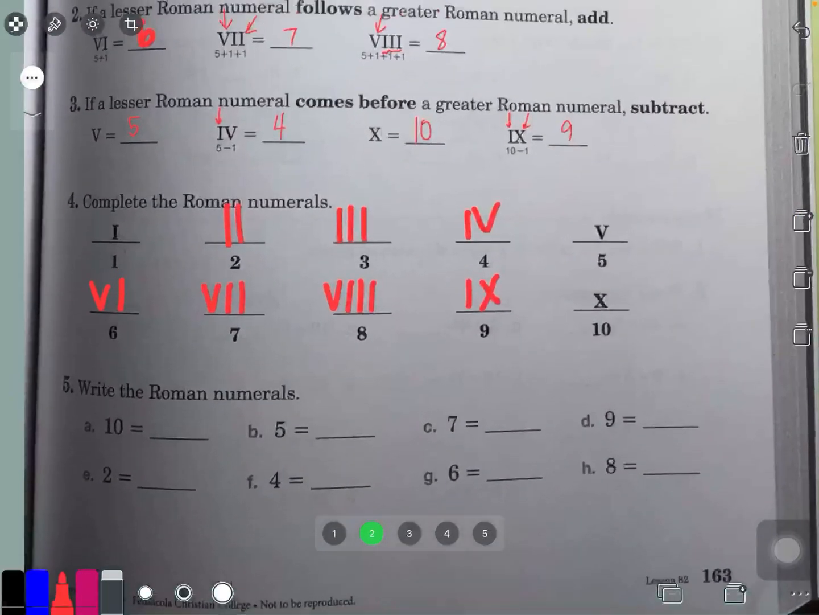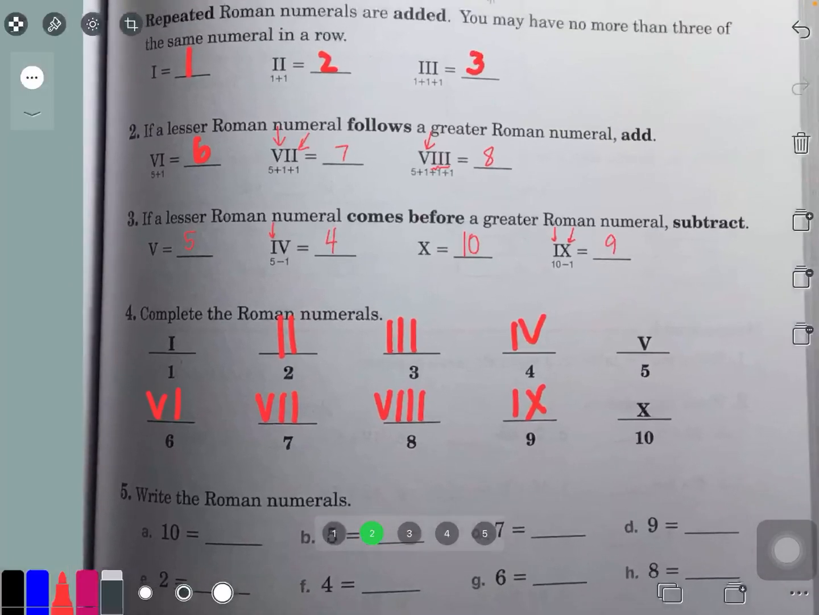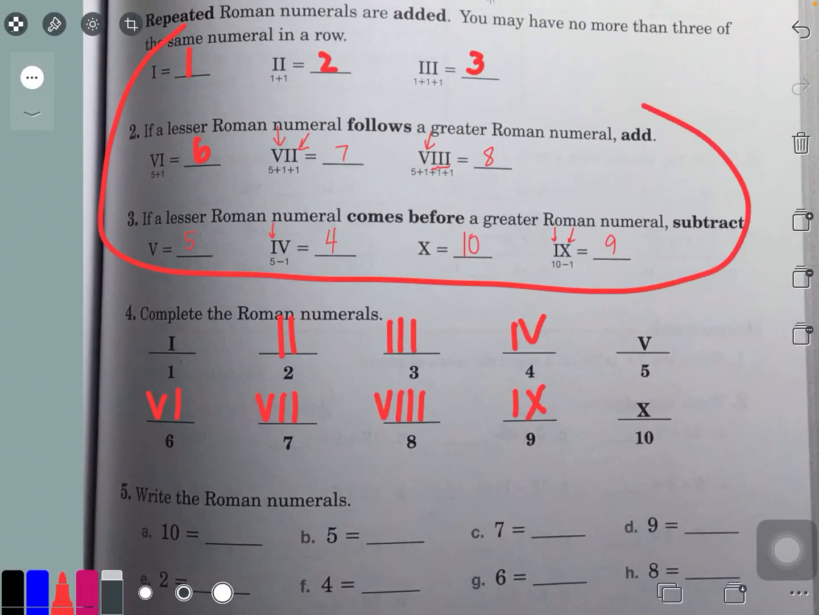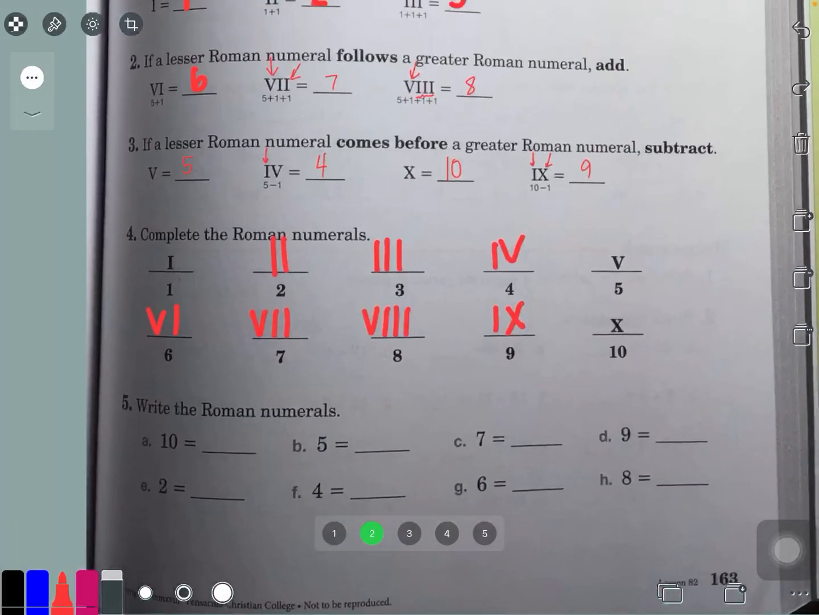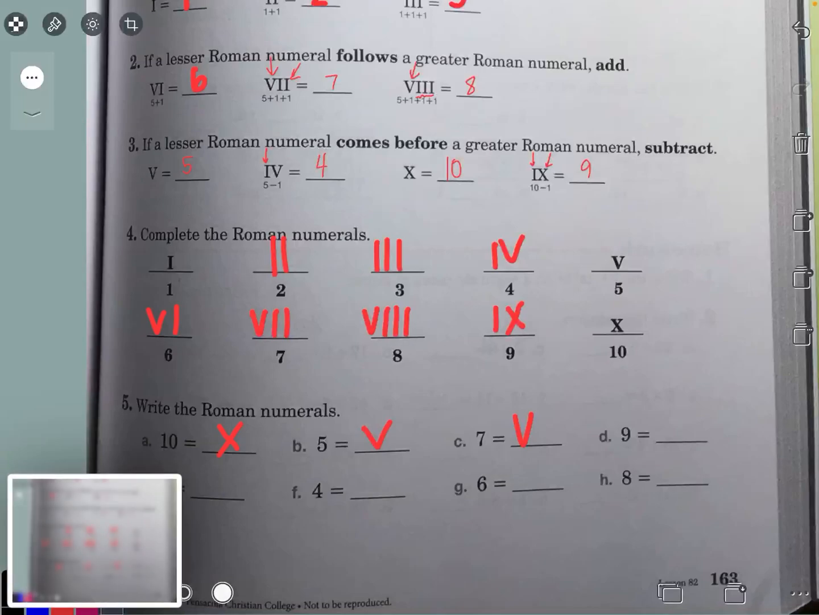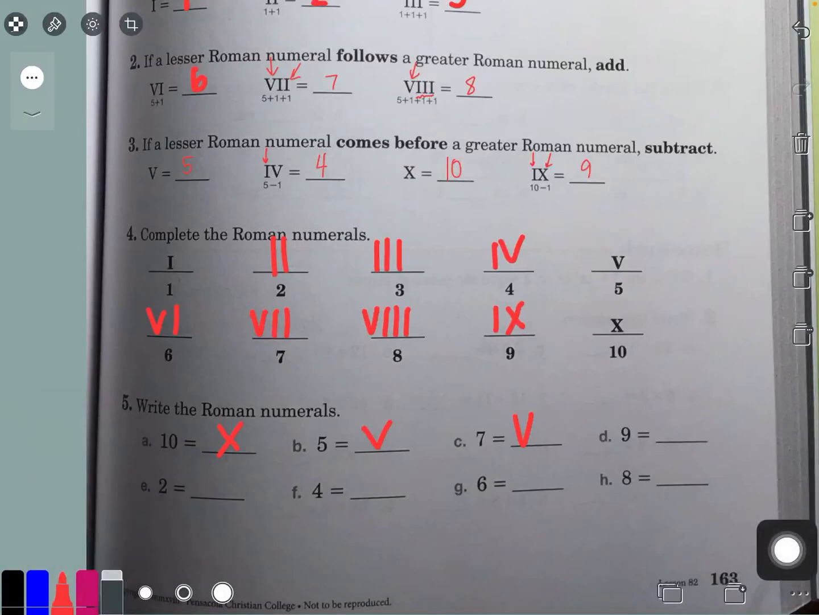Now for number 5, you just have to write the Roman numerals. And this is easy too because, again, we did it already in numbers 1 through 3. So 10 is easy. Again, the owl is holding up the placard that tells you what 10 is, X. 5, the owl is holding up a card that tells you what 5 is, V. 7, we can just look over here. Easy. VII.